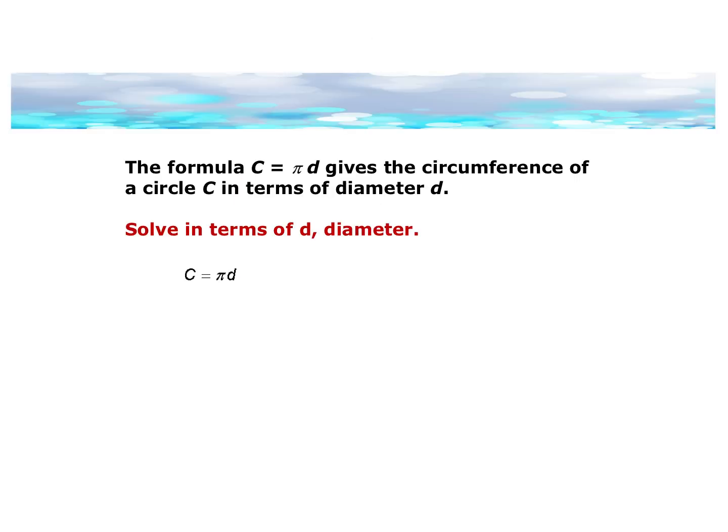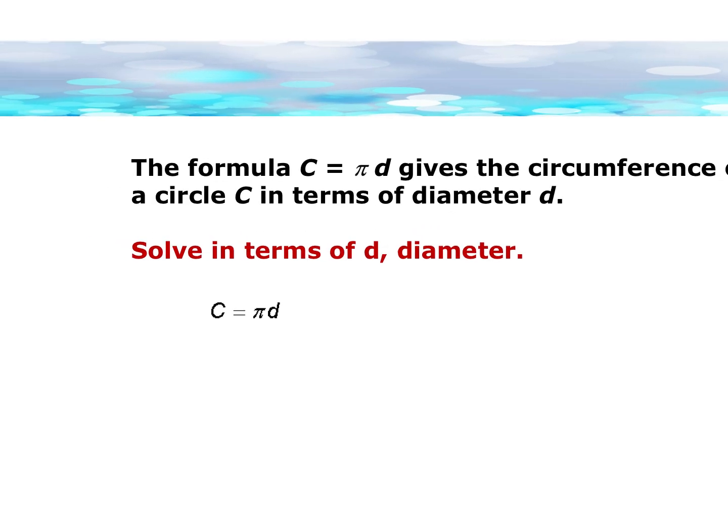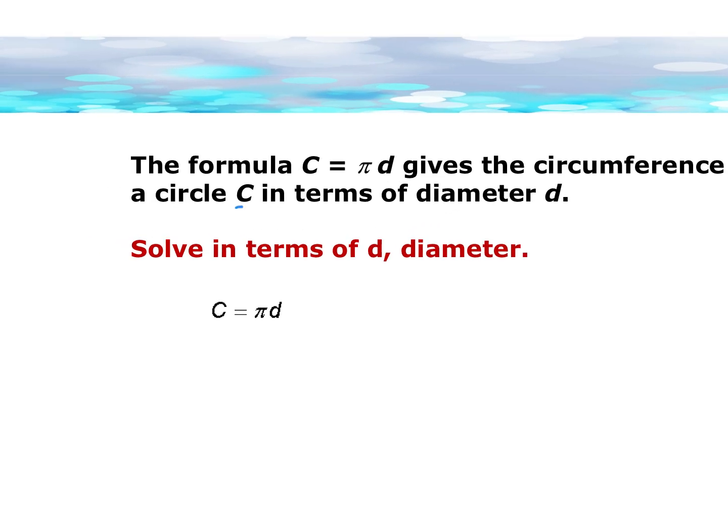So here's something that you maybe have seen before in middle school, right? If you don't remember it, you're going to see it a lot more in geometry. But this is the formula for the circumference of a circle in terms of the diameter d, right? So the circumference of the circle they gave us as the letter c, and the diameter is d. So we want to solve in terms of d, the diameter. Let's say we're given a circumference. We want to be able to find the diameter, right?